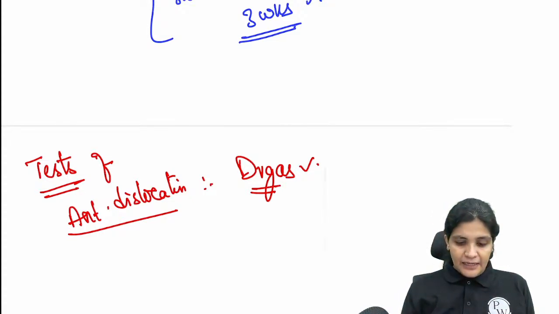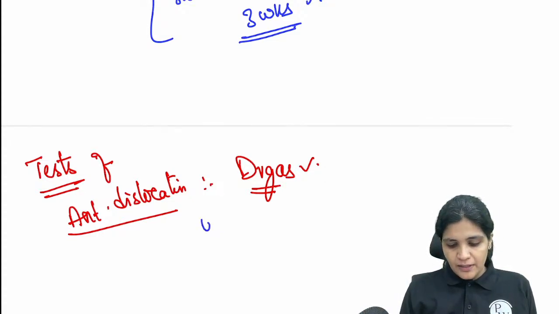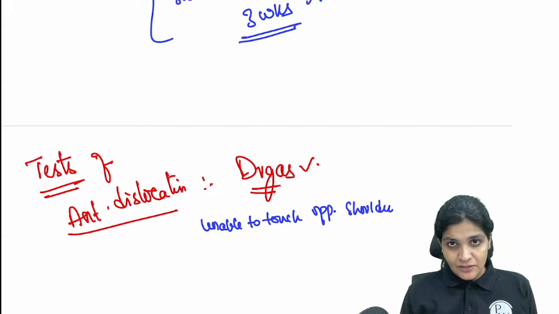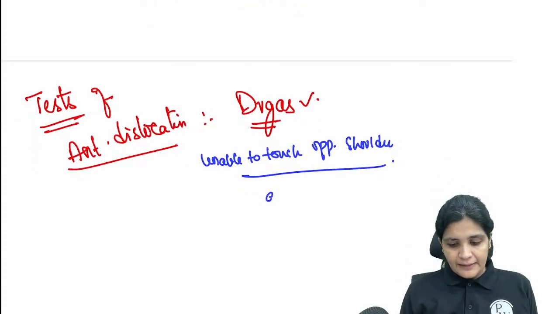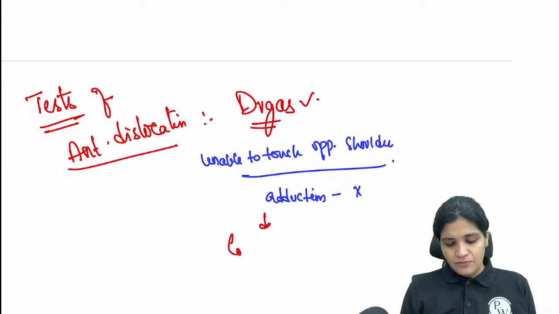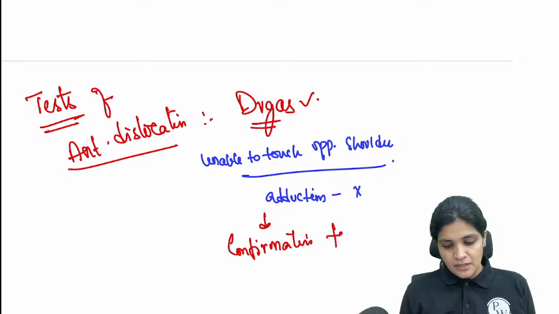If the patient is unable to touch the opposite shoulder, that means he's unable to adduct, right? So it is unable to adduct. So this is confirmation for dislocation, right?